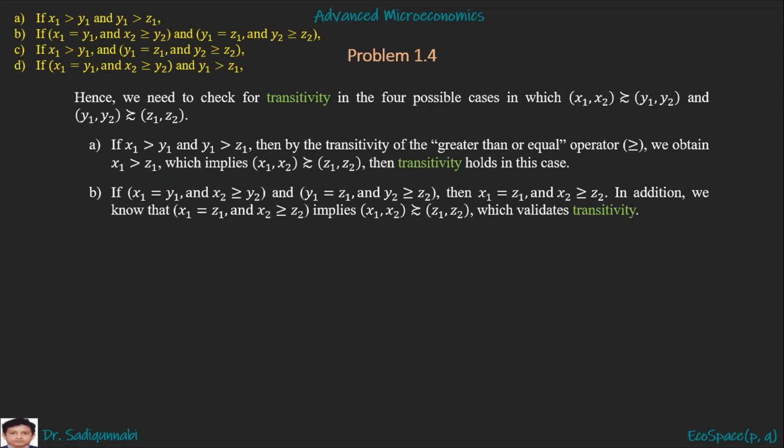In case 2, X1 is equal to Y1 and X2 is greater than or equal to Y2, and Y1 is equal to Z1, Y2 is greater than or equal to Z2. So the combination of these two implies X1 is equal to Z1 and X2 is greater than or equal to Z2.